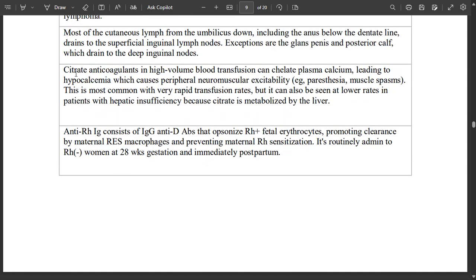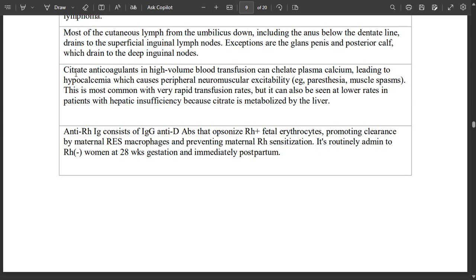Citrate anticoagulants in high volume blood transfusion can chelate plasma calcium. If there is high volume blood transfusion and citrate is added, it can chelate plasma calcium, leading to deficiency of calcium. That is, it binds to calcium and forms calcium citrate, resulting in a decreased amount of calcium, which causes peripheral neuromuscular excitability, paresthesia and muscle spasms.